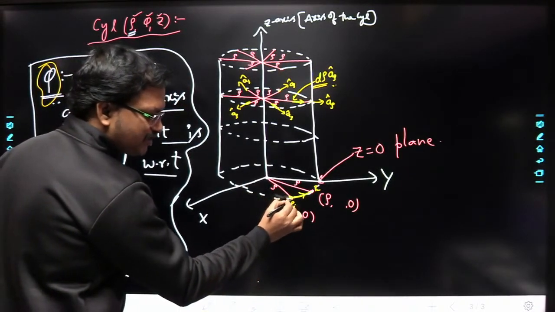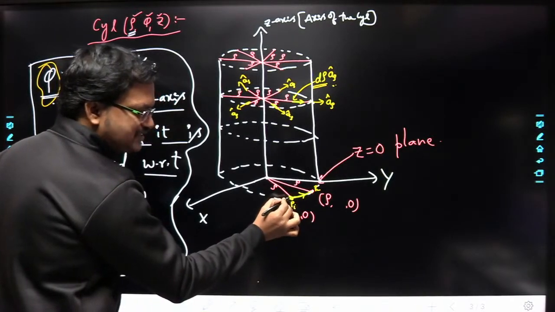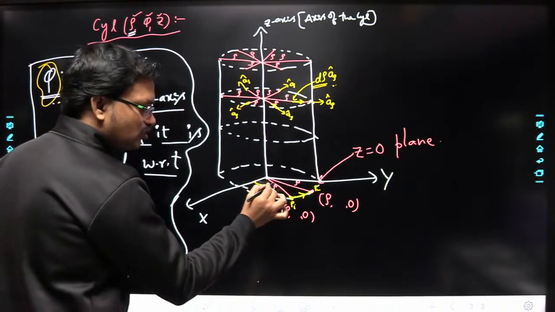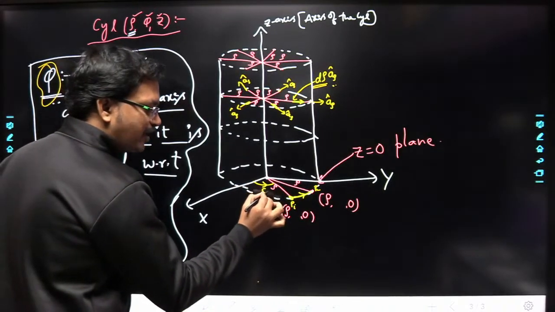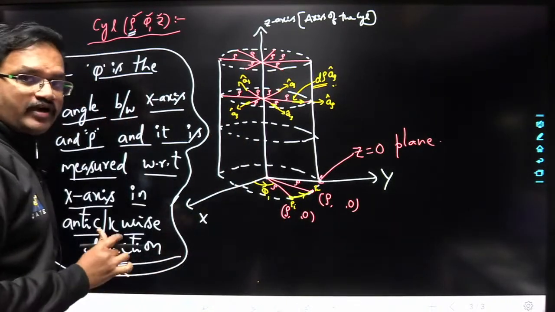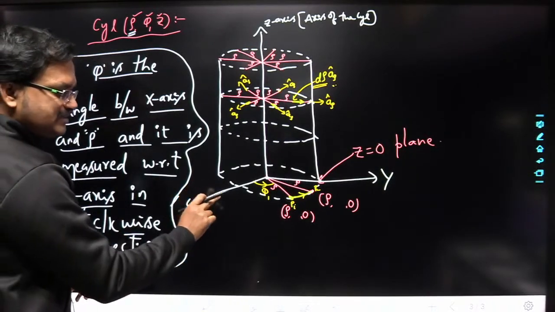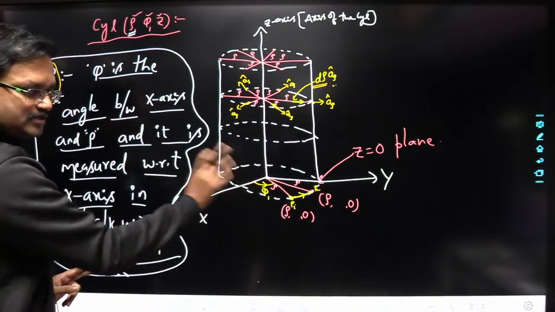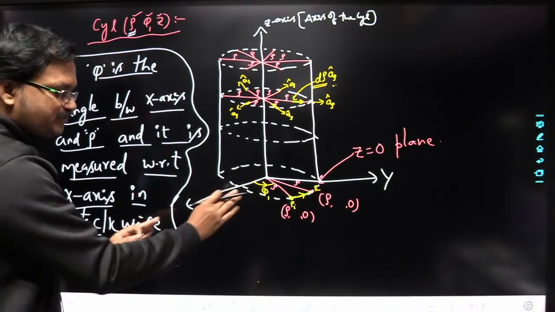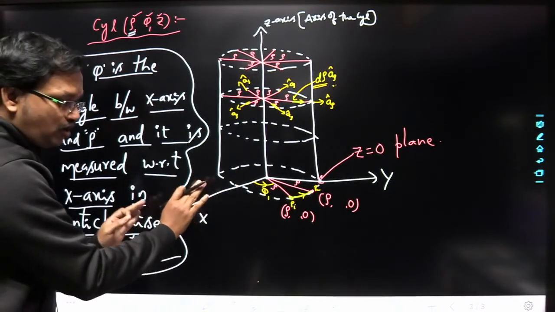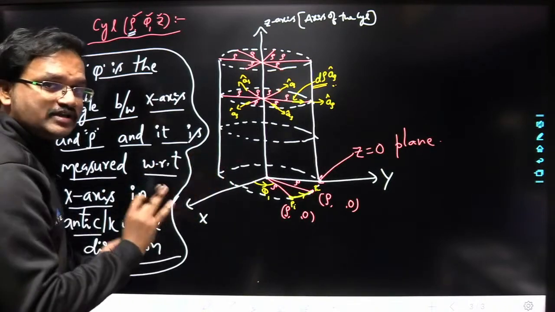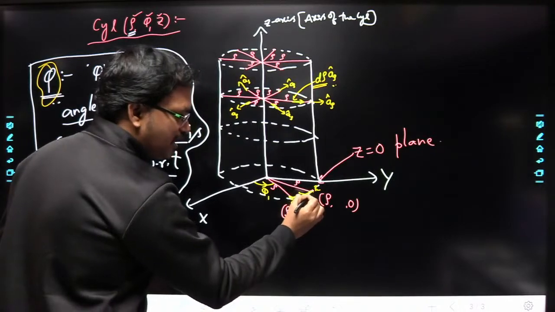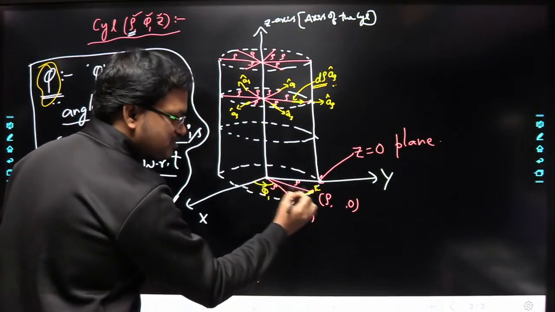The angle between the x-axis and rho. I am considering first this point here, which is at a normal distance rho. The angle between the x-axis and this rho is, let us say, phi 1. So the angle between the x-axis and rho in the anti-clockwise direction is phi 1. This phi is measured with reference to the x-axis in the anti-clockwise direction. Understood?